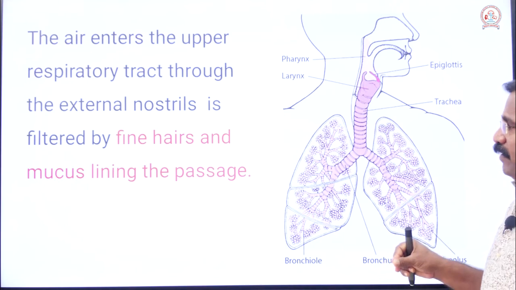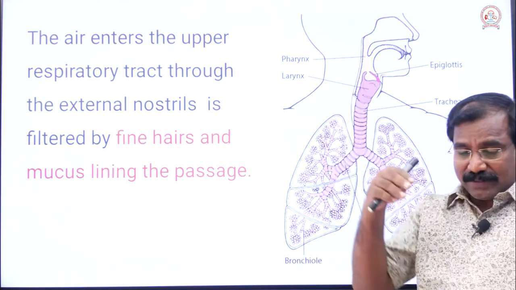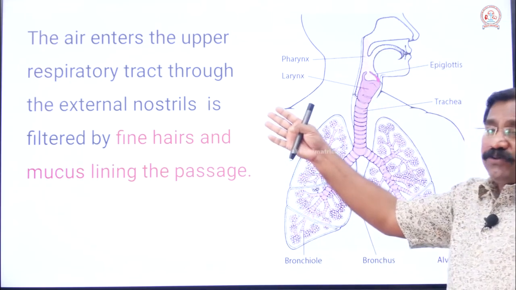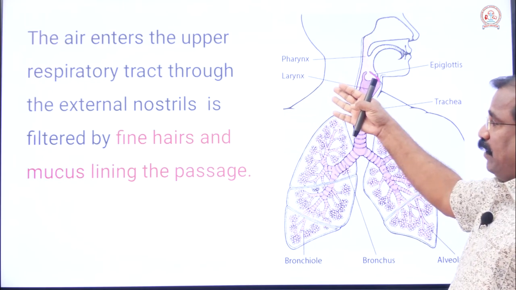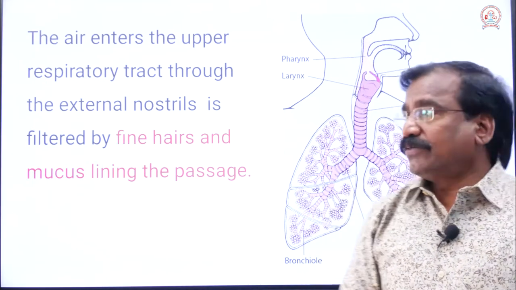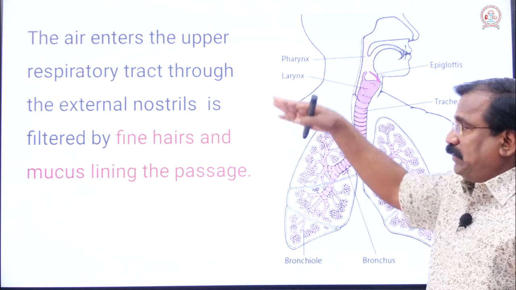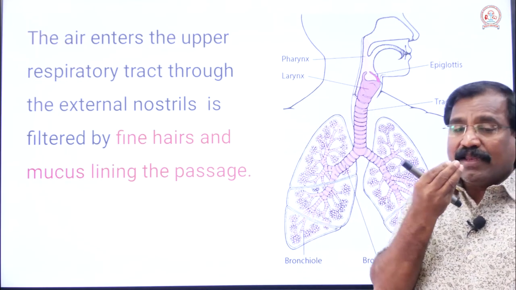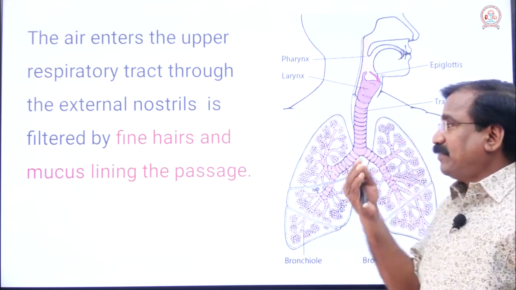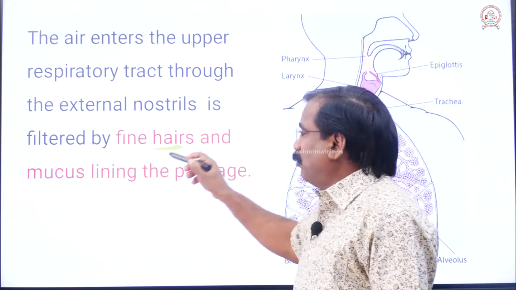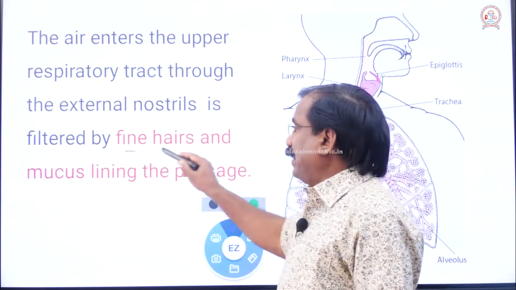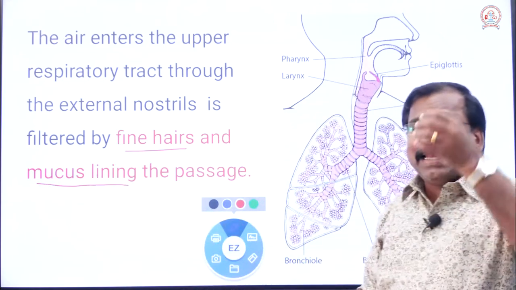And listen, I have already discussed the five major functions of the respiratory system. Also, it filters the air. How does it filter? When the air enters through the nostrils, the nostrils contain fine hairs and mucus lining. Fine hairs are there, and also mucus that lines the passage.